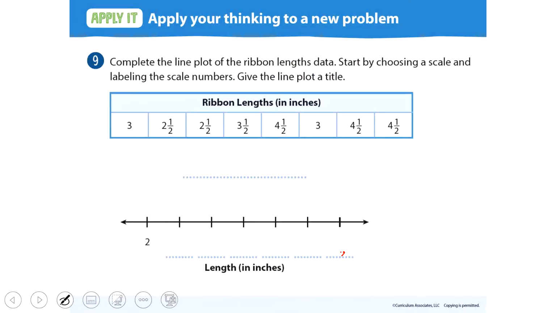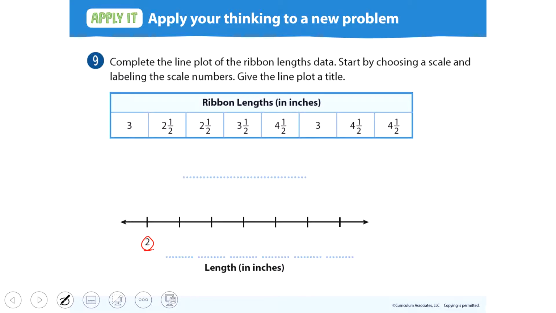It says complete the line plot of the ribbon lengths data. Start by choosing a scale and labeling the scale numbers. Give the line plot a title. All right, so again, we want to look at what is the smallest number and what is the biggest number. So we have the smallest already. They gave it to us as 2.